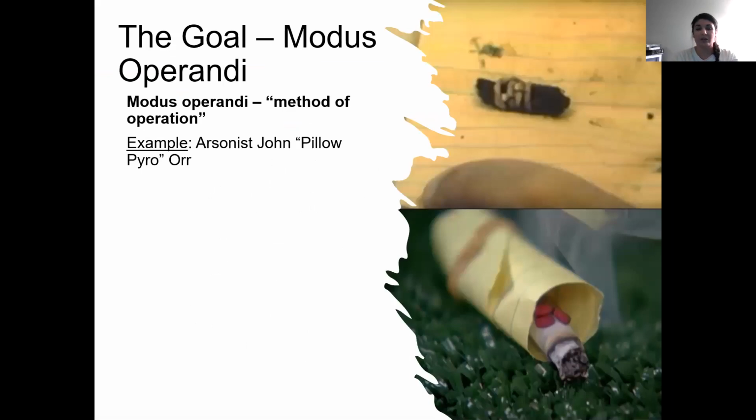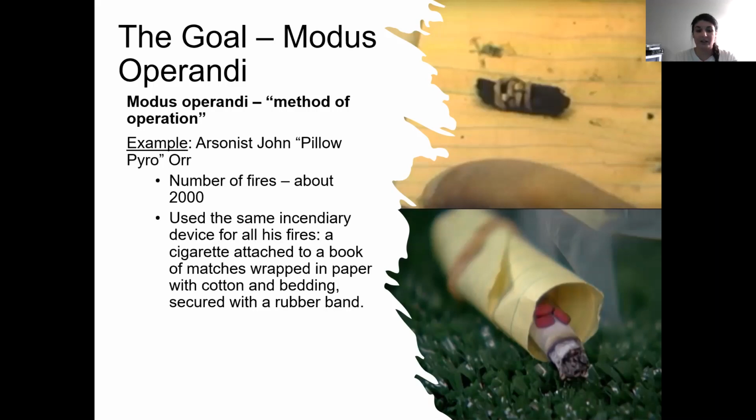So, an arsonist example for the method of operation: the arsonist John Orr, Pillow Pyro. He started about 2,000 fires. He was actually a firefighter or fire investigator, I don't remember which one. But he knew a lot about fire. He liked fire ever since he was a kid. He used the same incendiary device for all his fires.